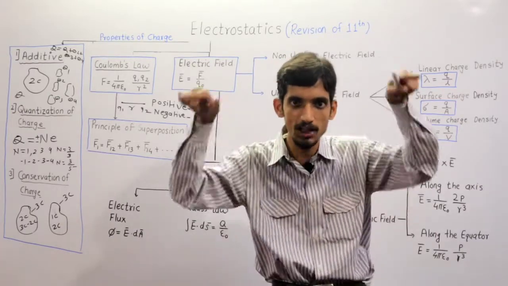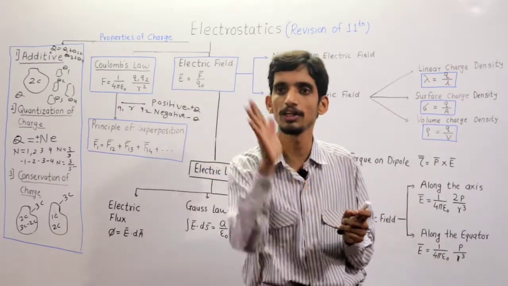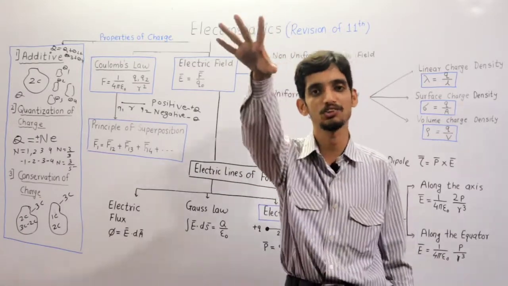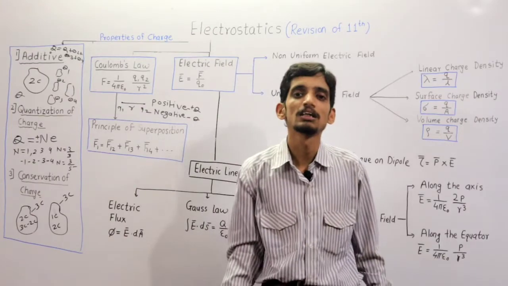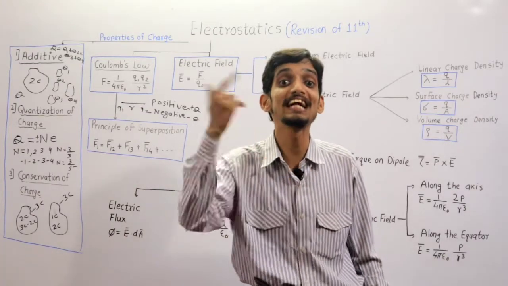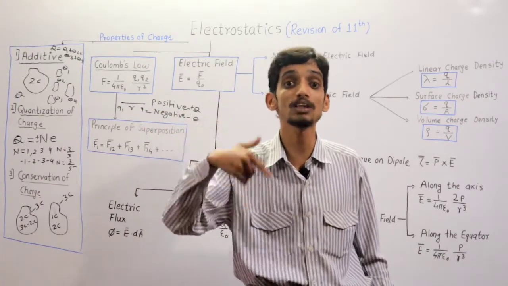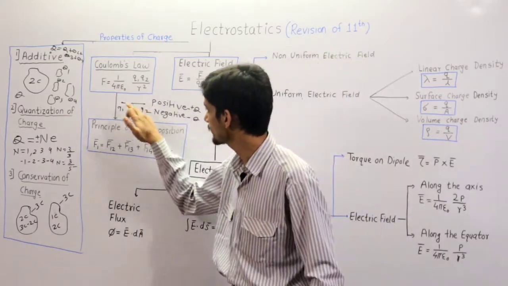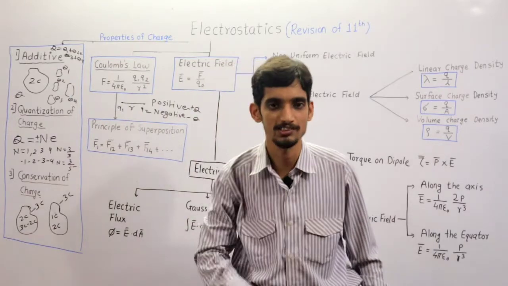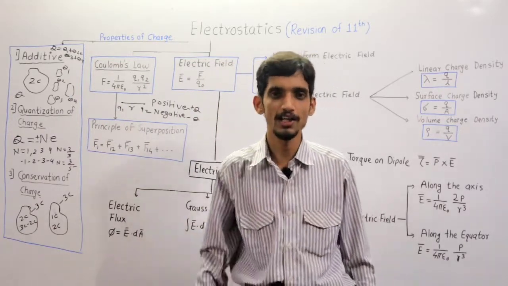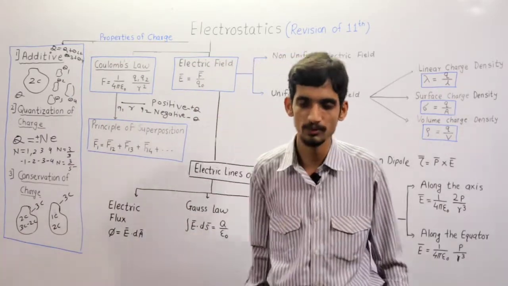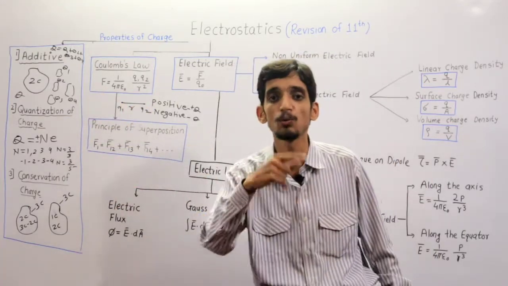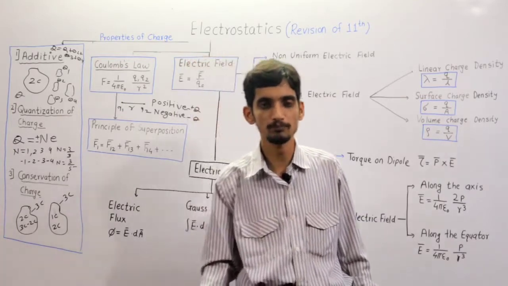If it is an extended charge, then that force is not central. It may be like this, it may be like this. That's why these two charges should be point charges. Clear? Second, that force acts along the line joining the two charges. This is the line joining the two charges. Along that line, that force acts. So it is a central force. It acts along the line joining the two charges. It obeys the inverse square law. It means that force is proportional to 1 upon r square.